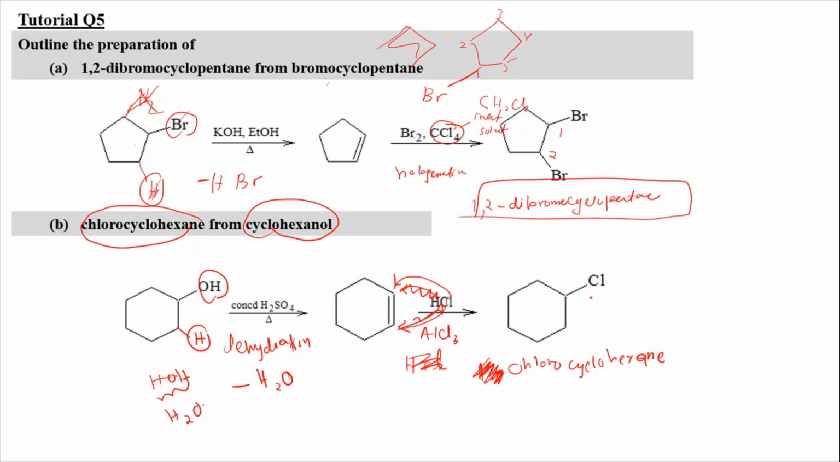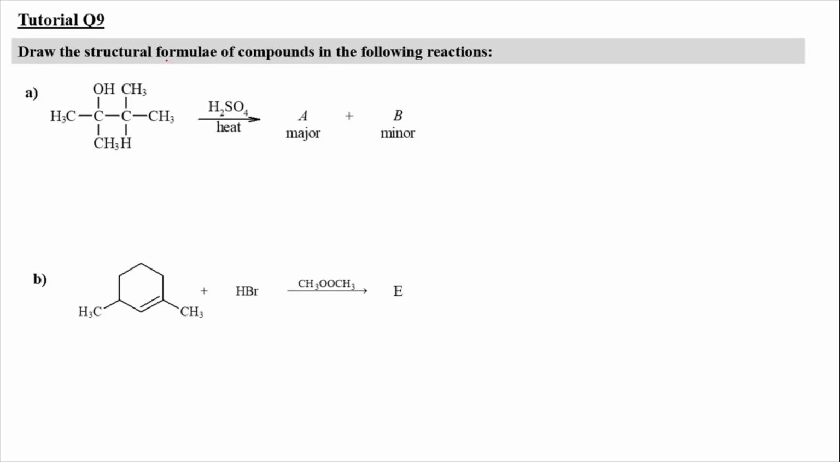Okay, for tutorial question 9, we have to draw the structural formulae of the compounds in the following reaction. So for tutorial question A, we have the structure of the alcohol here, and then when reacted with concentrated H2SO4 at high temperature, we will produce a major and minor product. So you know that this reactant here will allow the removal of water, which is H2O. So this is a dehydration process. Okay, remove water.